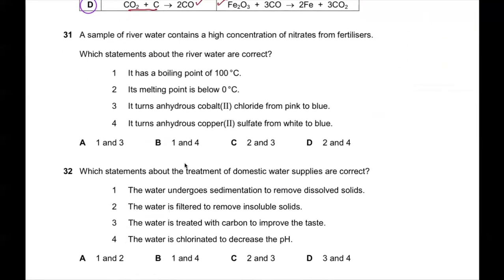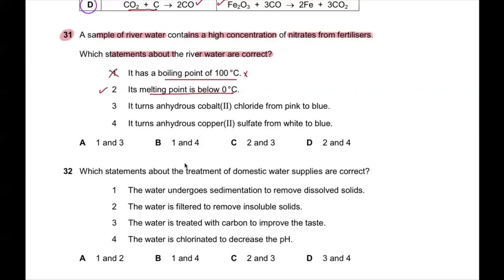Now, MCQ number 31. A sample of river water contains a higher concentration of nitrates from fertilizer. Which statements about the river water are correct? If it has nitrates, it's an impurity, right? So its boiling point is 100 degrees Celsius? No, the boiling point increases. That's what we have discussed. Its melting point is below 0 degrees Celsius? Yes, the melting point lowers. The melting point doesn't stay at 0 degrees Celsius, right?